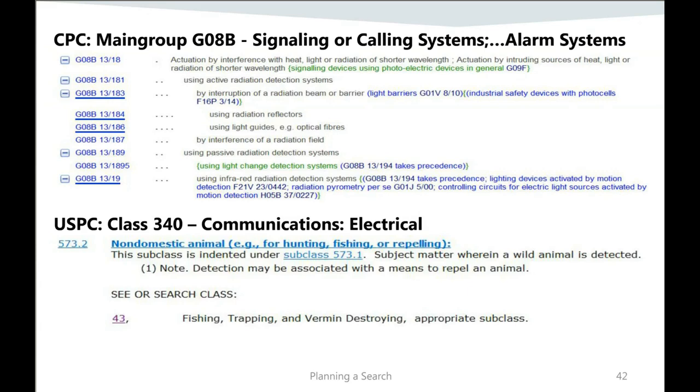For example, the entry for CPC G08B 13/183 indicates that when considering interruption of a radiation beam or barrier, the searcher should also consider F16P 3/14, where industrial safety devices with photocells are classified. Similarly, the entry for USPC Class 340, Subclass 573.2, where subject matter directed to detecting wild animals is classified, indicates Class 43 should be considered for fishing, trapping, and vermin destroying.